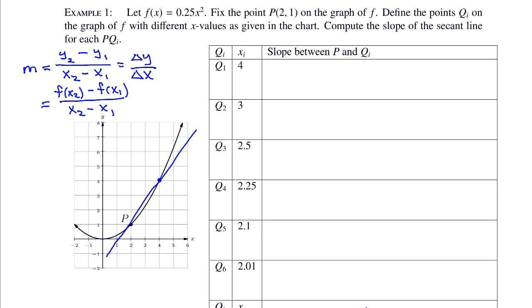And so that's what we're going to do here. We want the slope between P and Q1. I know the x is 4. So we're going to compute it here. So it's going to be f of 4 minus the x value on the P point, which is 2. So it's minus f of 2 over 4 minus 2.